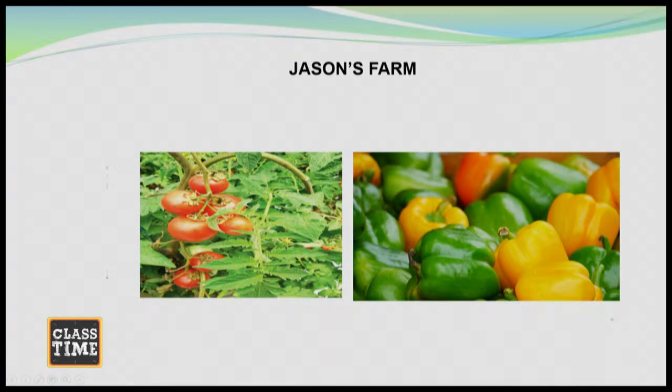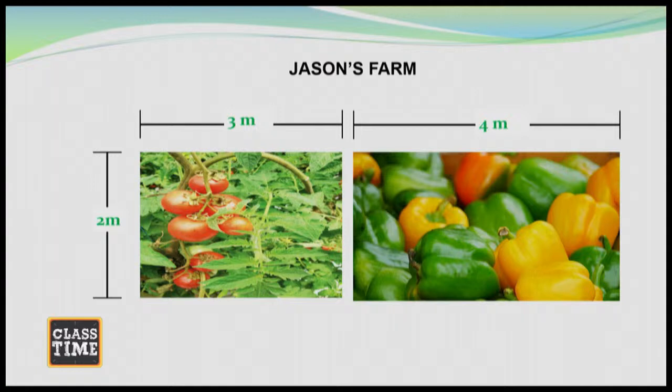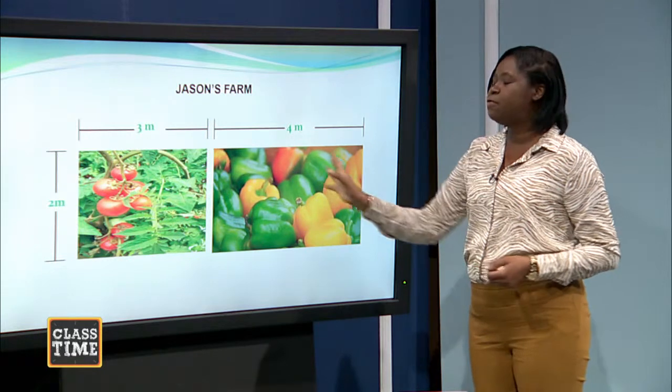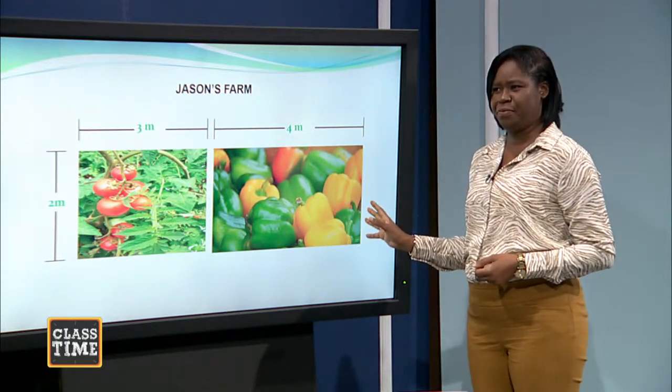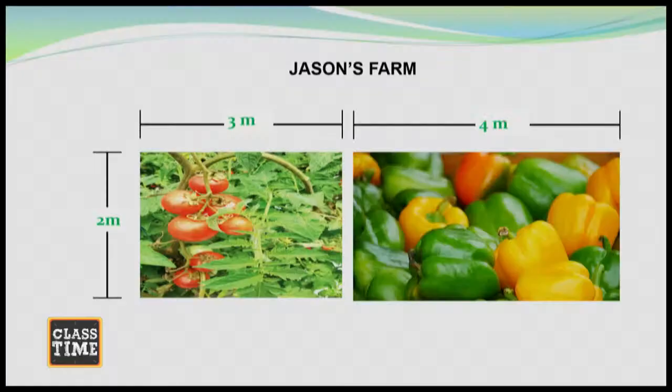And after doing some measurement, he got the width of the tomato section to be 2 meters, the length of the tomato section 3 meters, and the length of the bell pepper section 4 meters. Now, what shape does the farm look like? I am seeing a rectangle, but you know what is interesting? I'm not seeing the measure for the width of the bell peppers. Okay. I wonder why. Well, don't worry. We'll get into that.